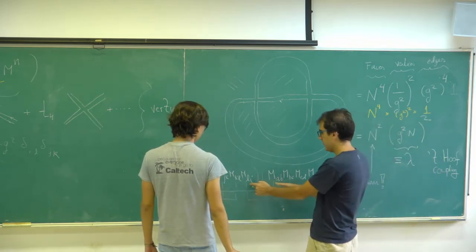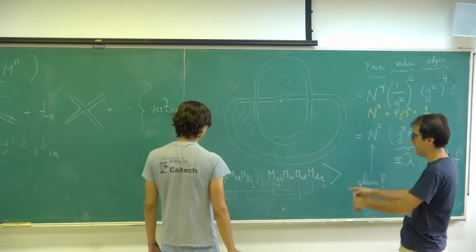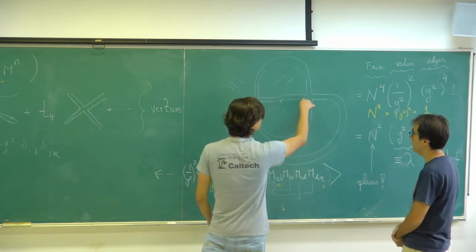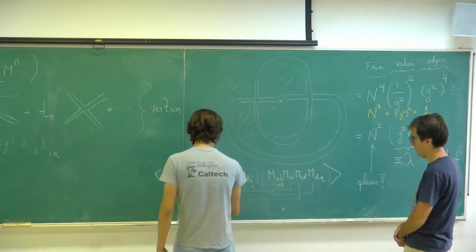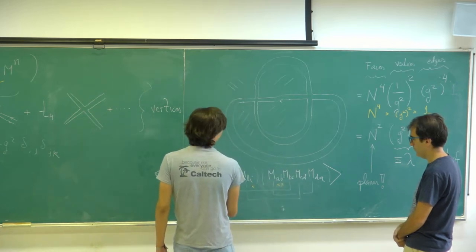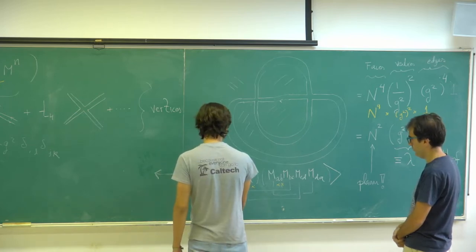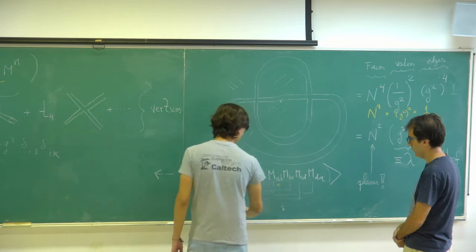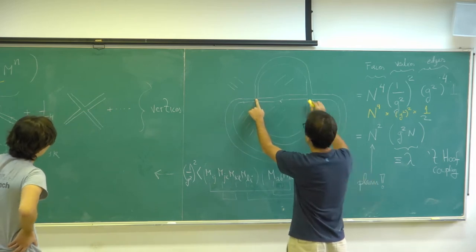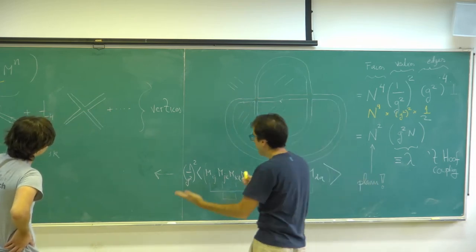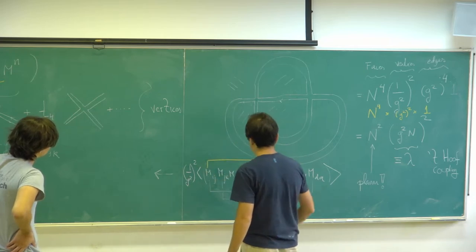Back to this one. Okay, and then what's beta? Beta means this guy is contracted with this one. Oh, no, because it's the same matrix, right? So this guy is contracted with this one from another trace. So it doesn't matter who is who because they're all equivalent. So let's say that this one is contracted to this one.